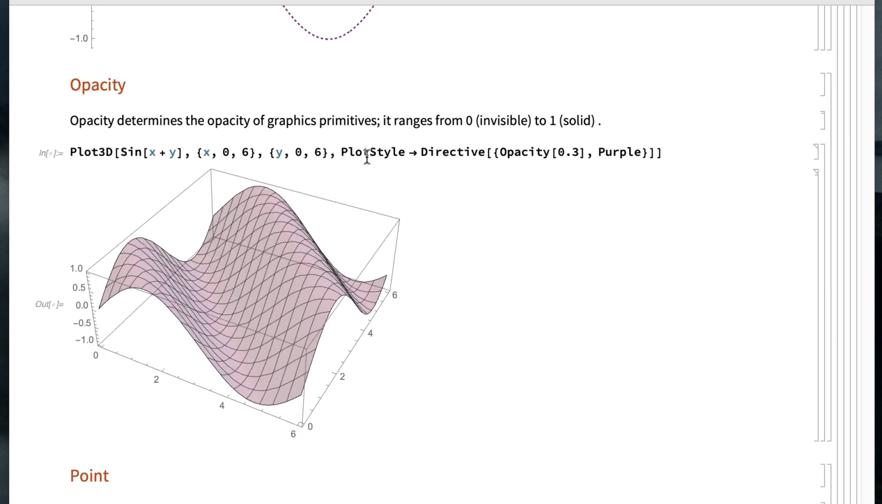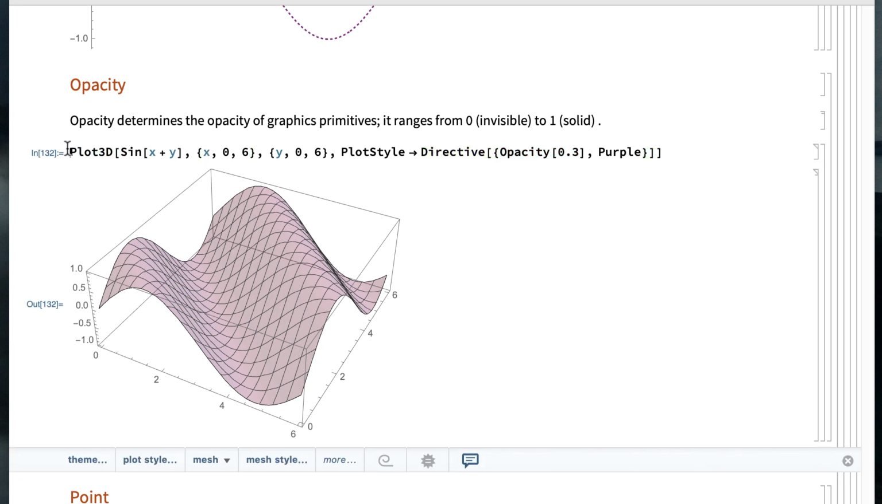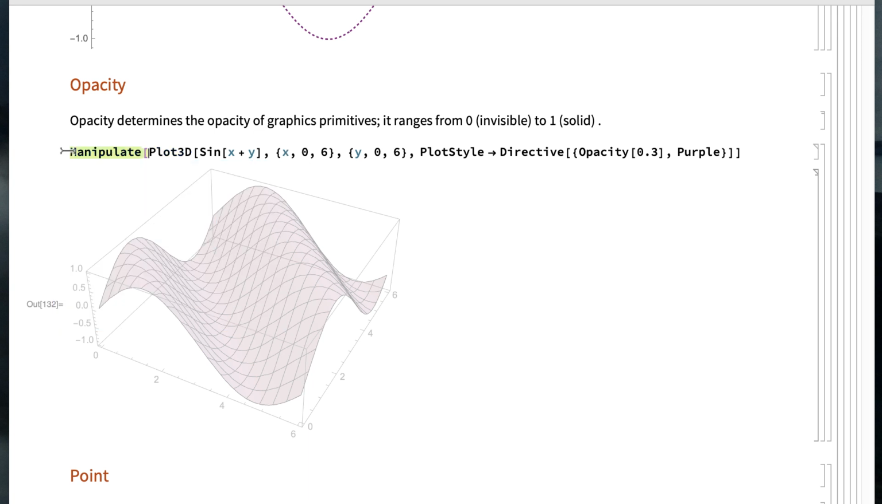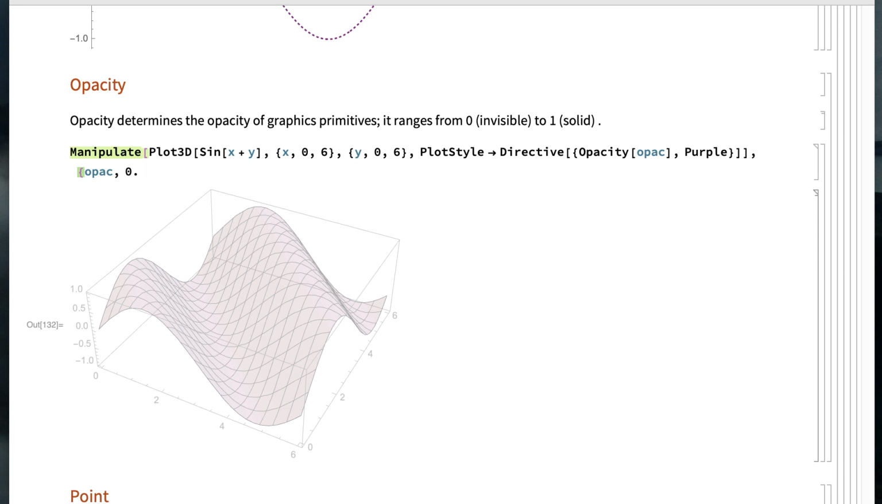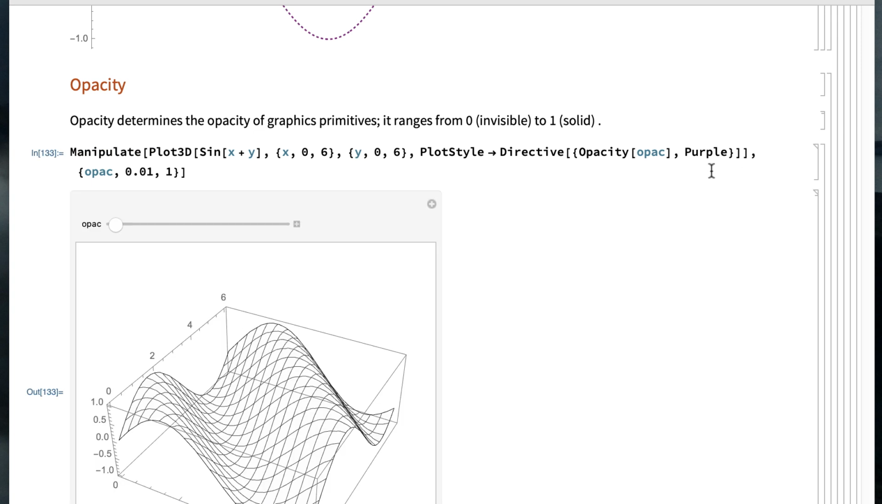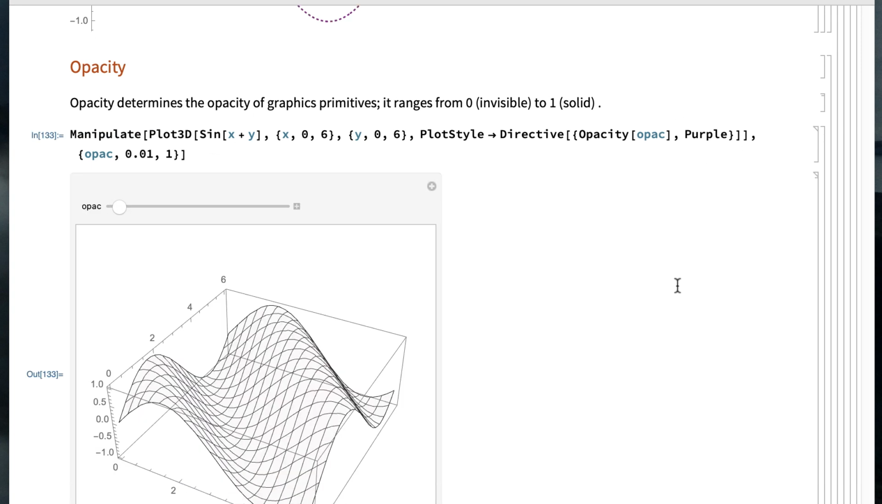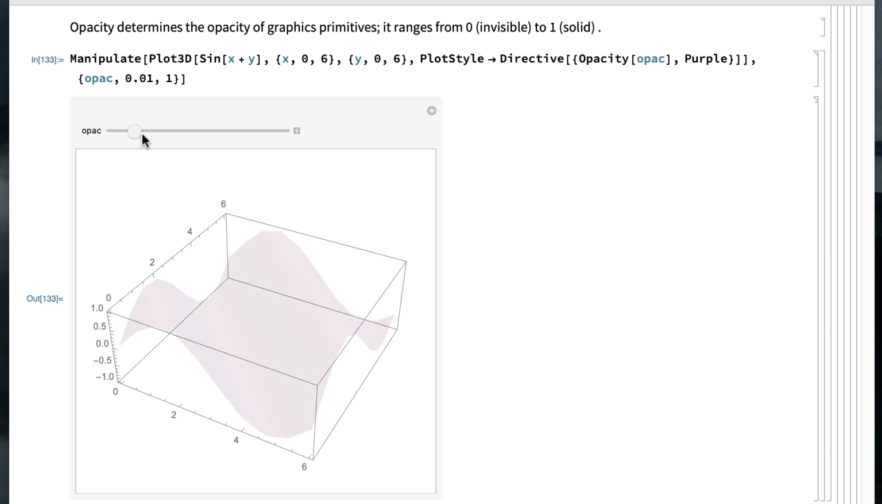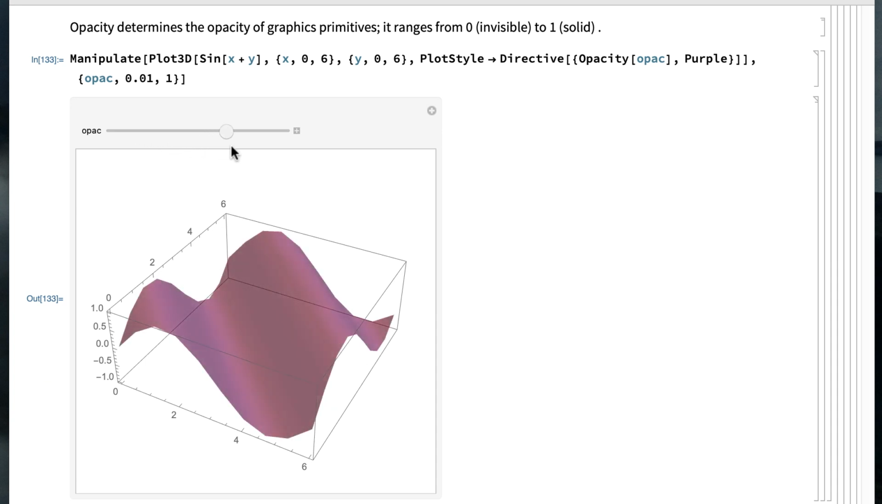I use opacity a lot. So here I'm going to make my surface purple, but make it somewhat opaque. So there we go. And in fact, just because I never have any fun, let's let the opacity be defined by opac, and we'll say let opac go from 0.01 to 1. I could do 0, but then it would disappear. You're going to see that it gradually gets thicker and thicker until it becomes so opaque that you really can't see the lines behind it.